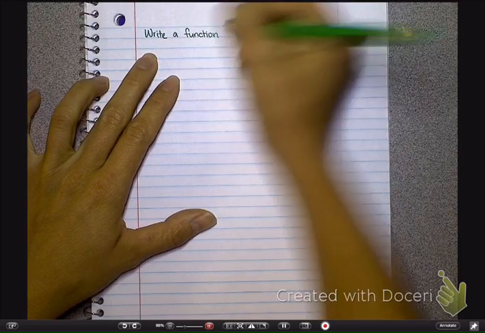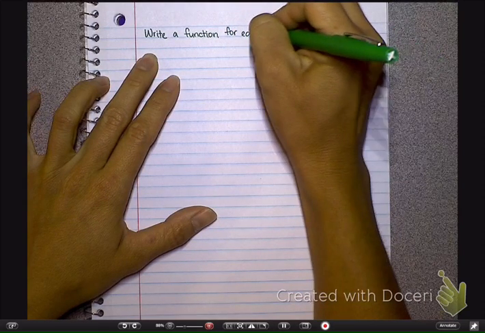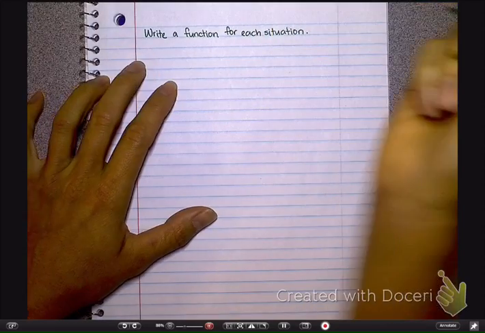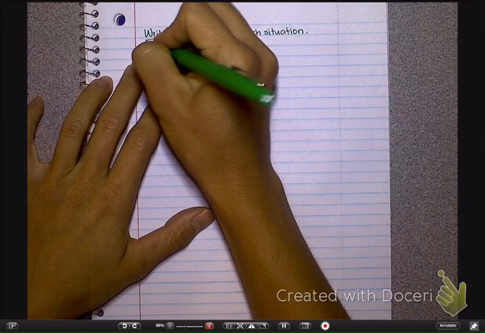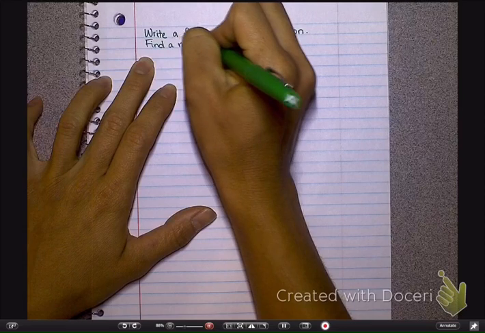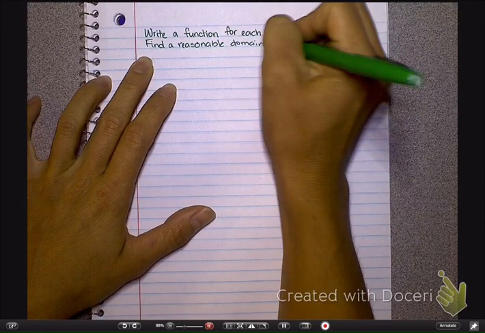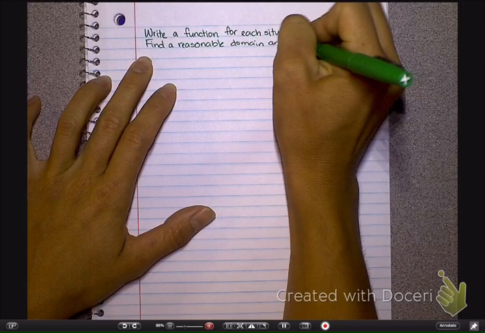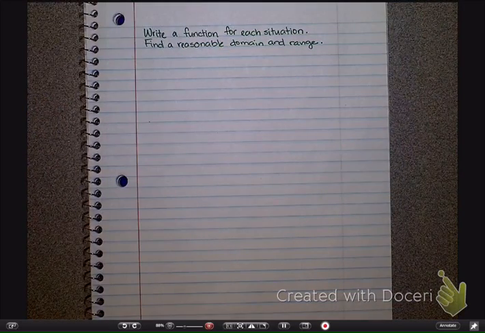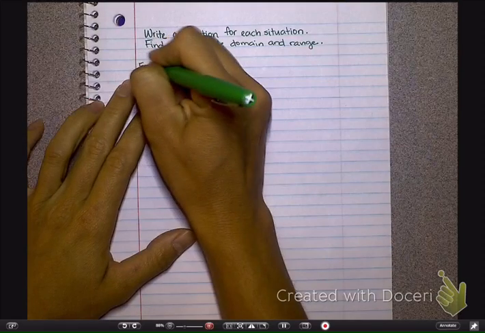So these are the instructions that you're going to be doing for each example problem we do today. You're going to write a function for each situation. Then you're going to find a reasonable domain and range. Okay, so here's your first example problem.